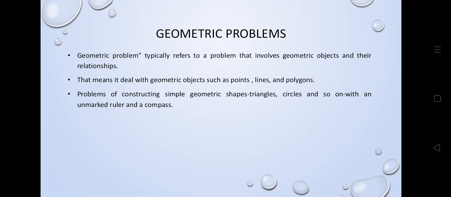A geometric problem generally deals with various shapes and their relationships in geometry, such as points, lines, and polygons. This involves tackling challenges related to constructing basic geometric figures like triangles and circles using simple tools such as an unmarked ruler and compass. These problems focus on arrangement and connection between these shapes within a defined space.